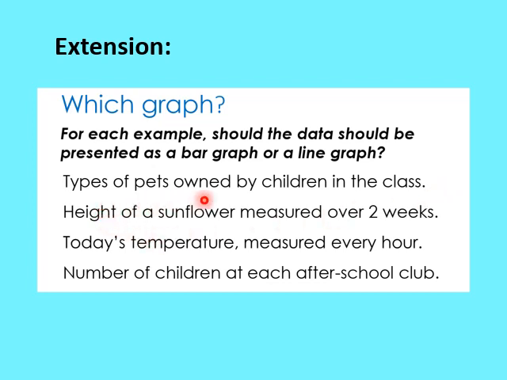So we've got types of pets owned by children in the class. Would you use a bar graph or a line graph? Height of a sunflower measured over 2 weeks. Today's temperature measured every hour. And number of children at each after-school club. That could be different clubs like a football club or a French club or something like that.